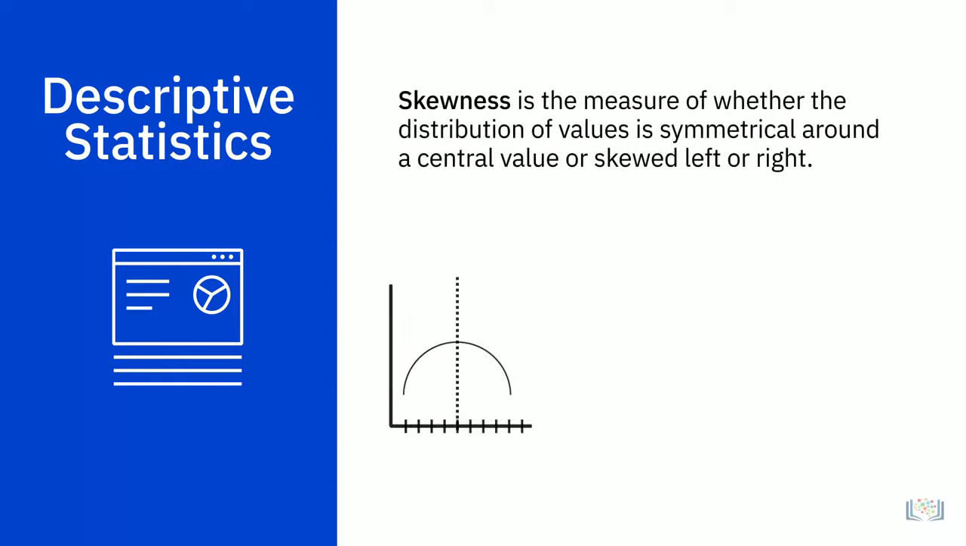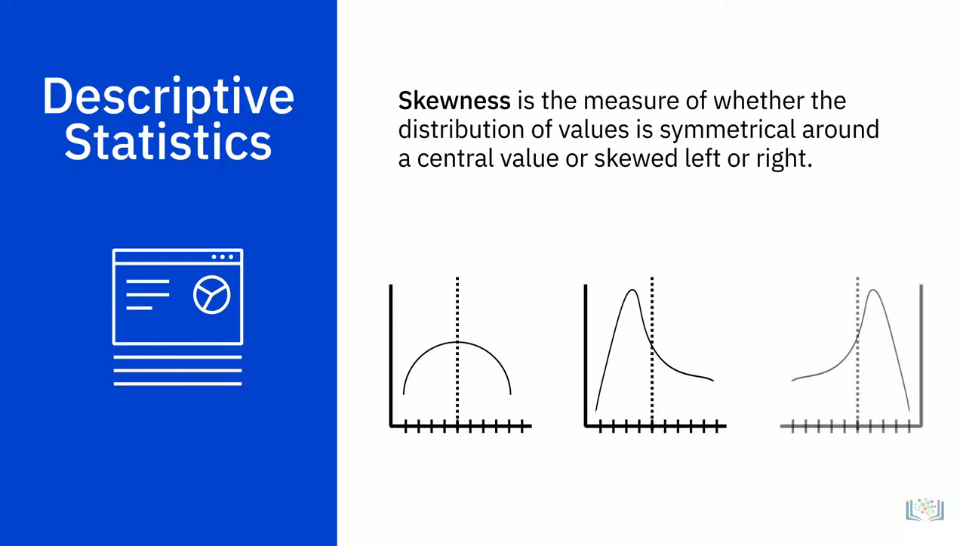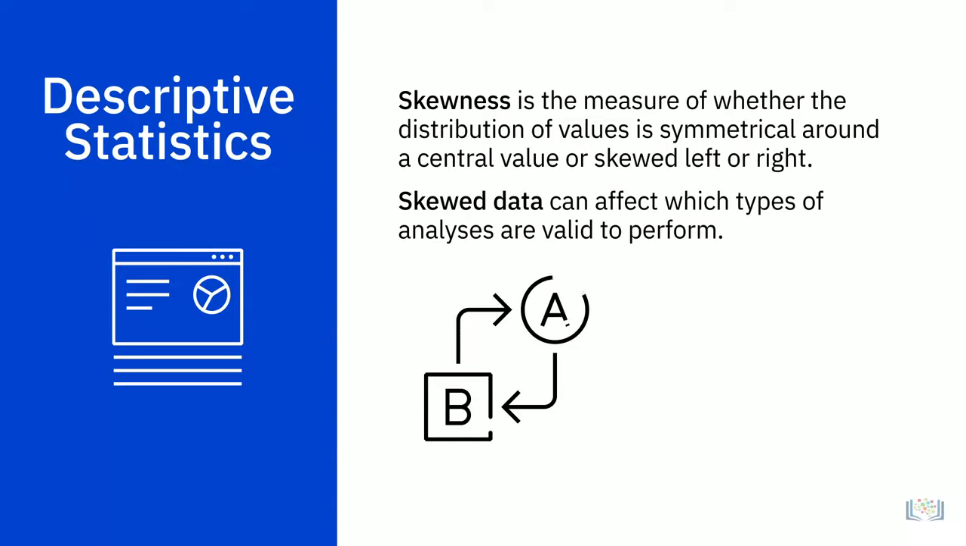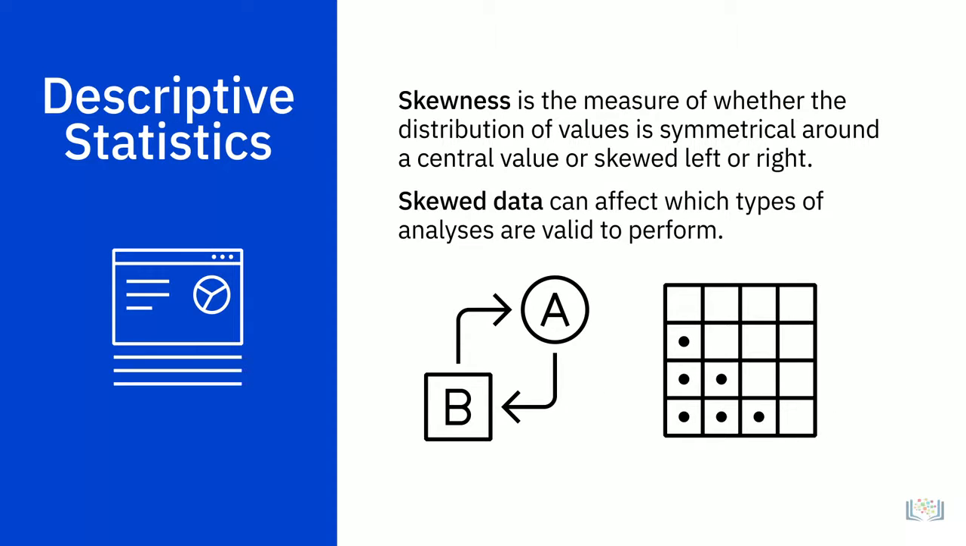Skewness is the measure of whether the distribution of values is symmetrical around a central value or skewed left or right. Skewed data can affect which types of analyses are valid to perform. These are some of the basic and most commonly used descriptive statistic tools, but there are other tools as well, for example, using correlation and scatter plots to assess the relationships of paired data.